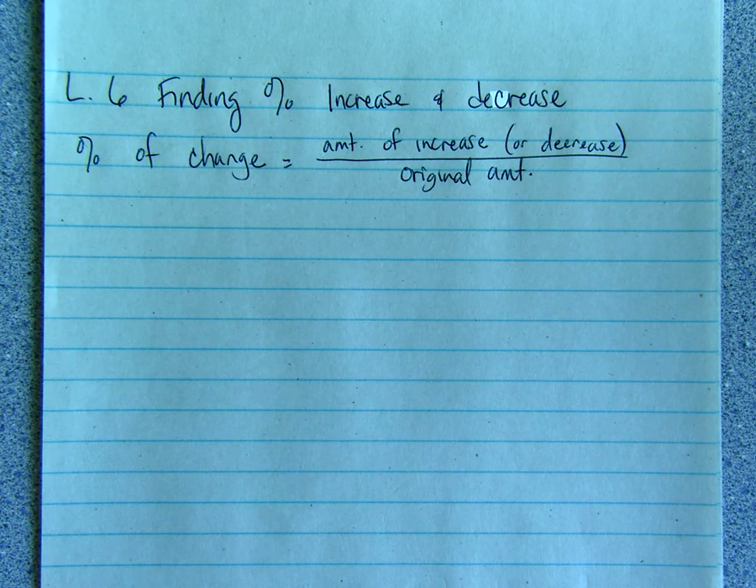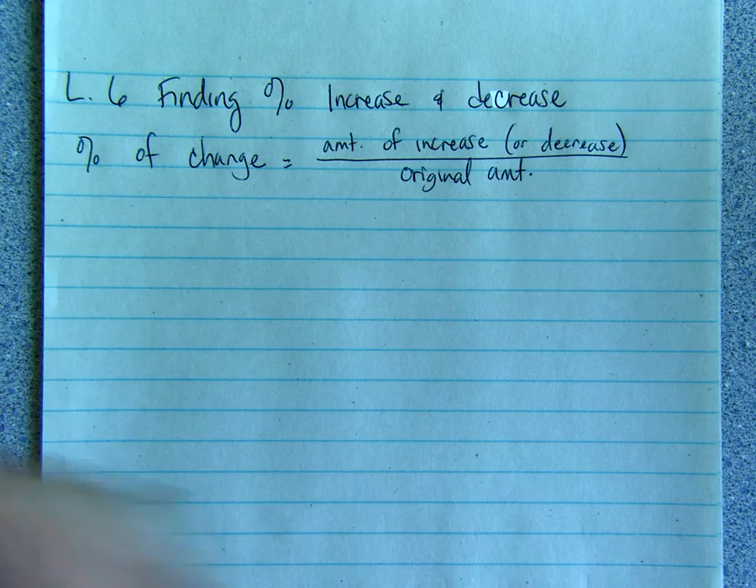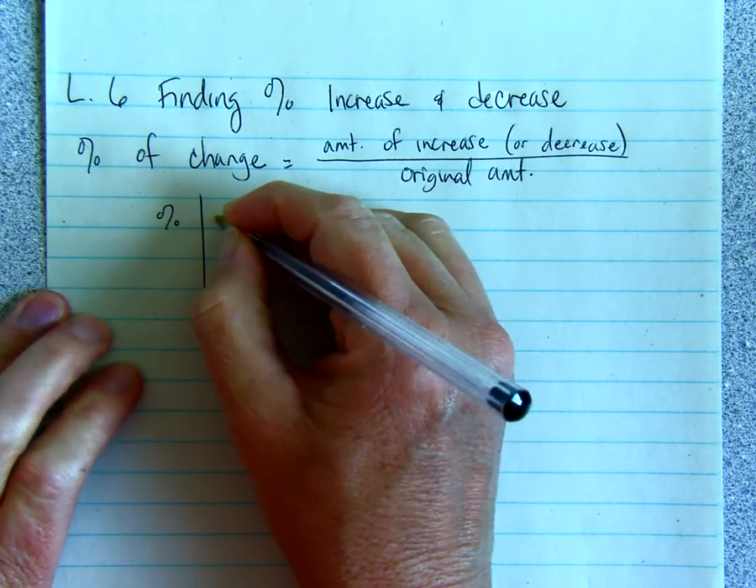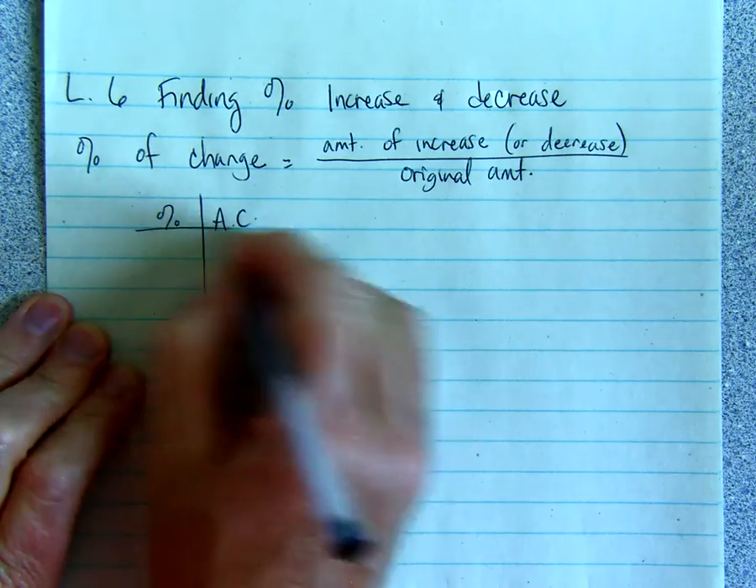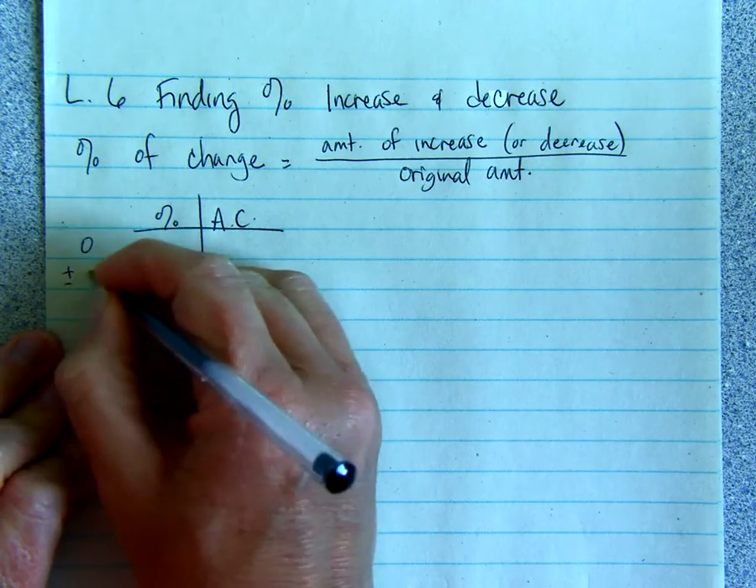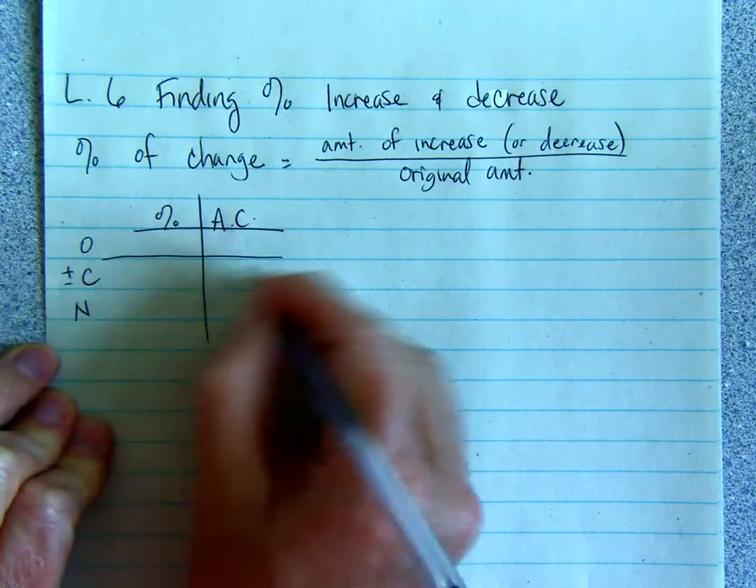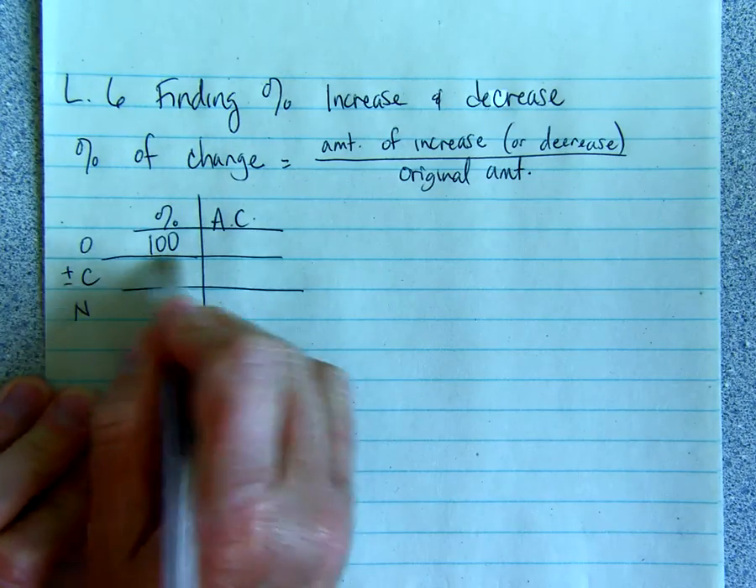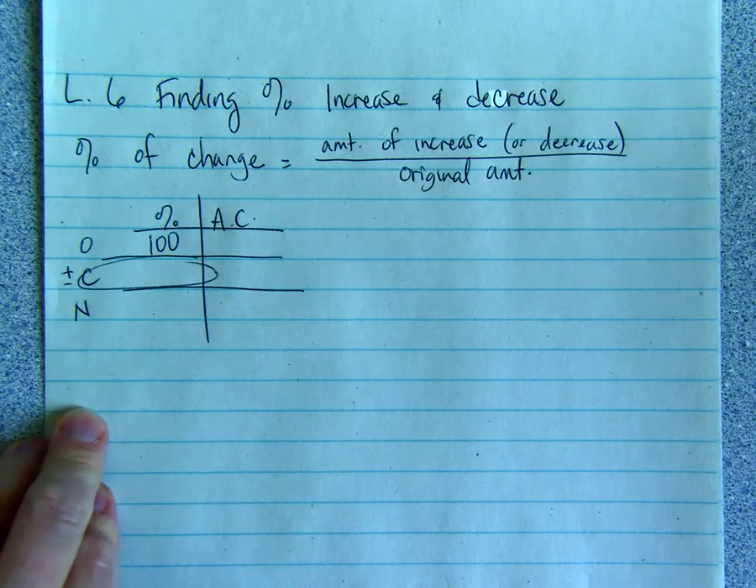So a lot of times when I'm solving problems, I like to use the percent box. You don't have to, but sometimes if you set up the percent box, I don't know if you guys remember this, it's like a ratio box. We have the original, plus or minus the change, and the new. The original is always 100%, and this is what we're trying to find, the percent of change.